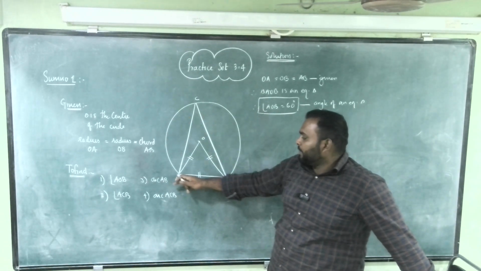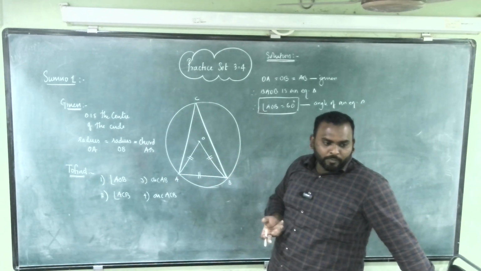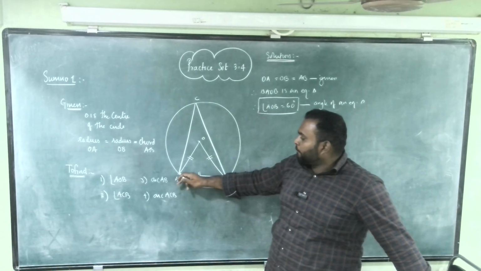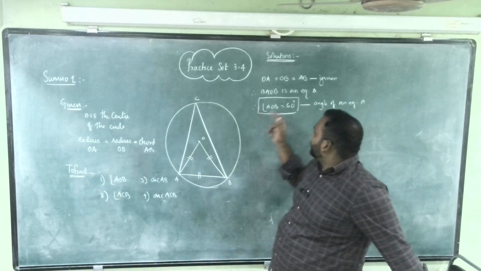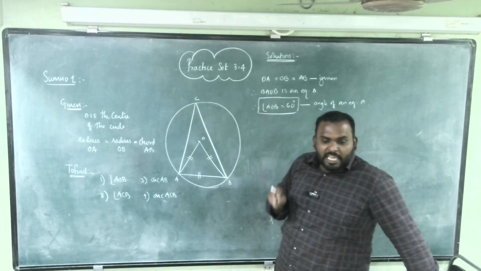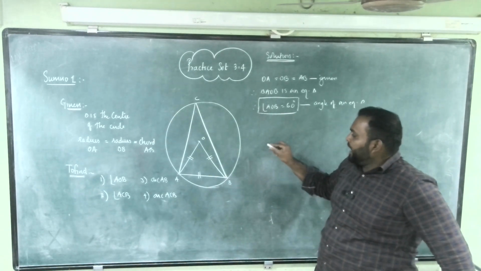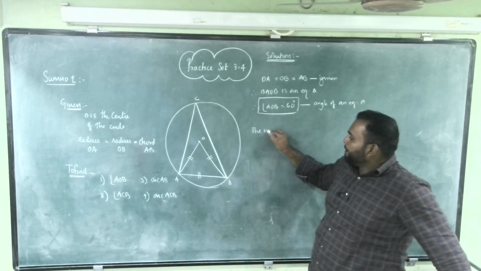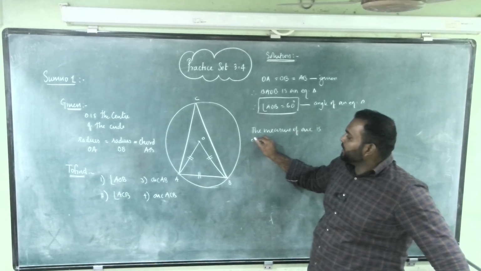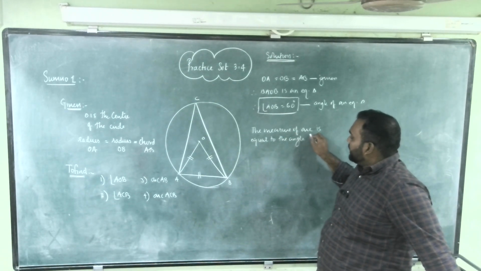So the measure of the inscribed angle will be what of the intercepted arc? Half. But do we have the measure of the intercepted arc? No. So what do you do first? Find the measure of AB. If you look, AB subtends angle AOB at the center, which we got as 60 degrees. And the measure of an arc is always equal to the central angle. So I'll write the measure of arc is equal to the angle subtended at the center.